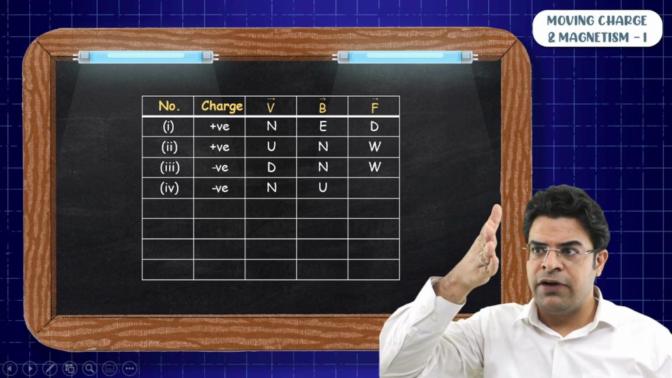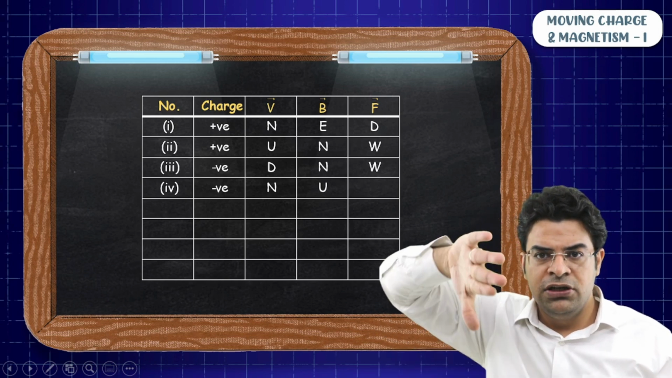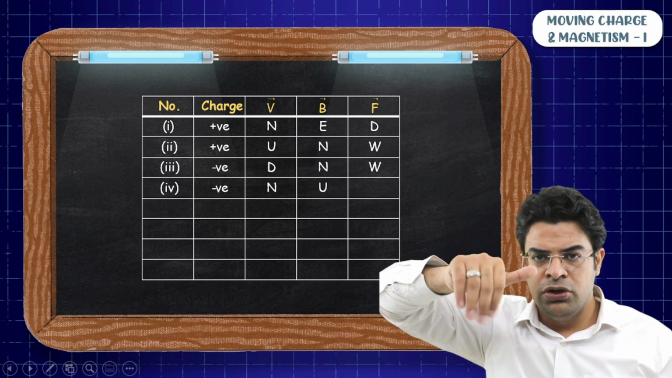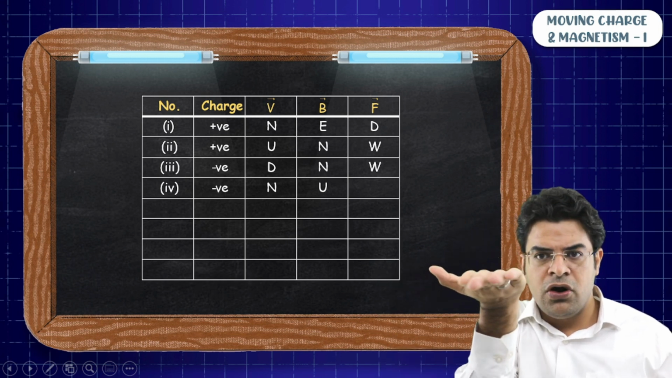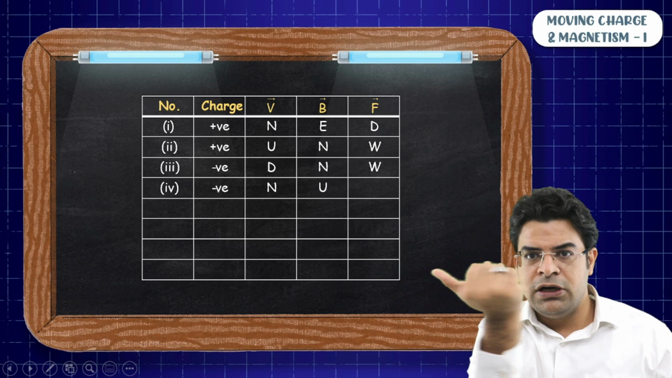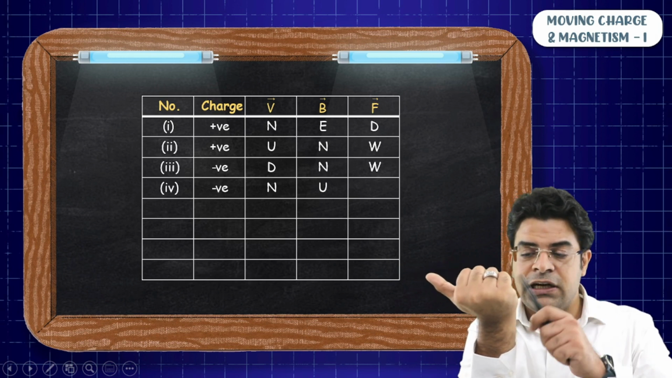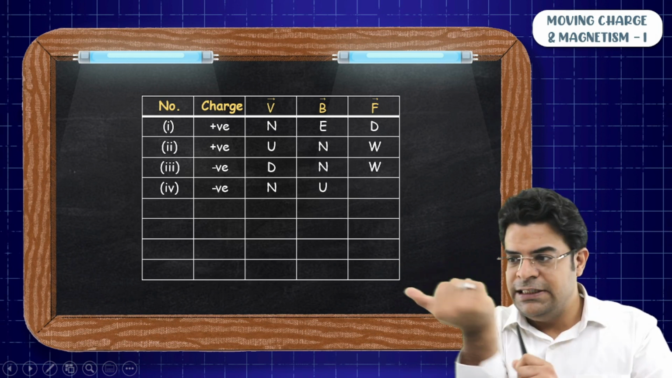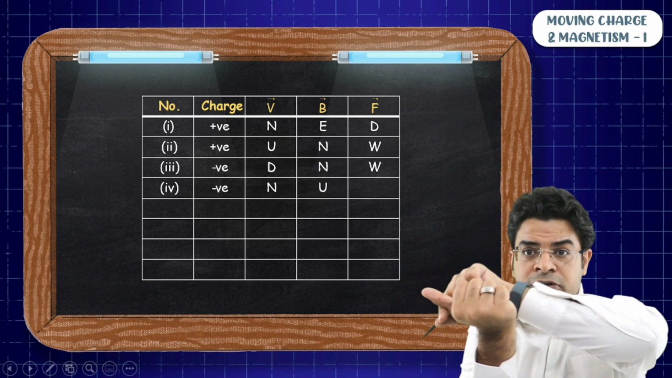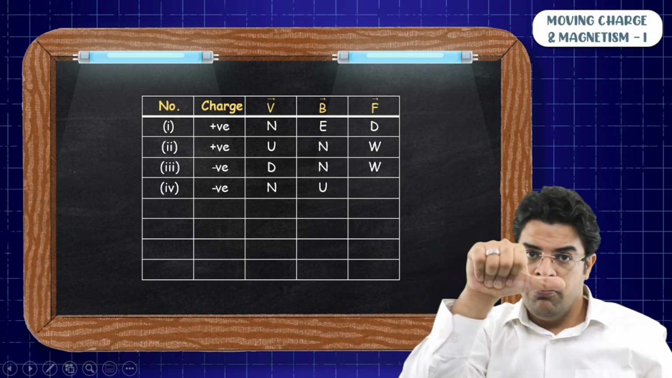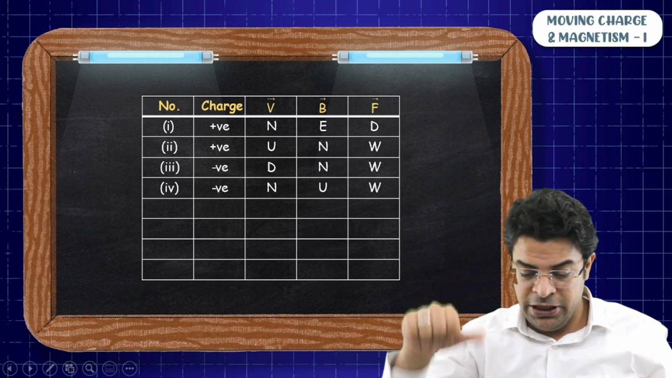So align the finger of the right hand towards north. This is curling towards west, curling towards east, curling down. We have to curl towards upward. So north cross up, the thumb points towards east. But this is the direction of V cross B, east. But the charged particle involved is negative. So I will have to make it anti-parallel. So the answer will be west.